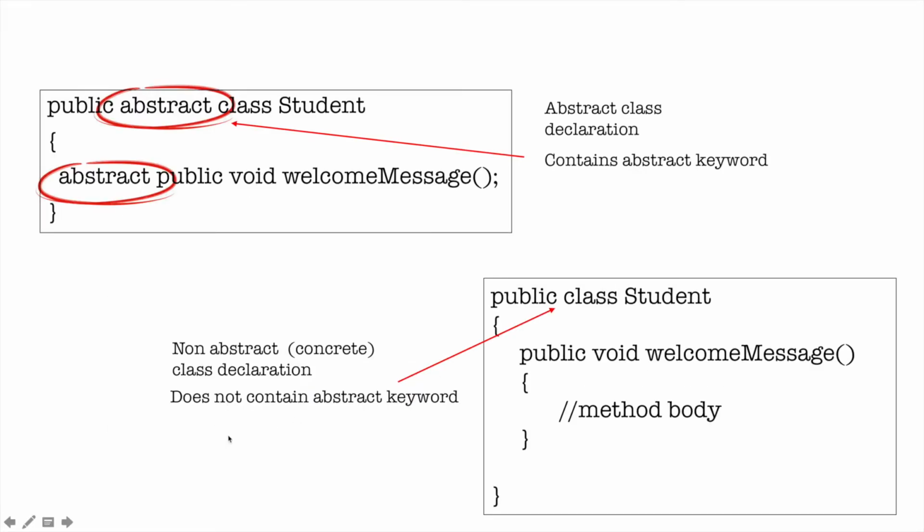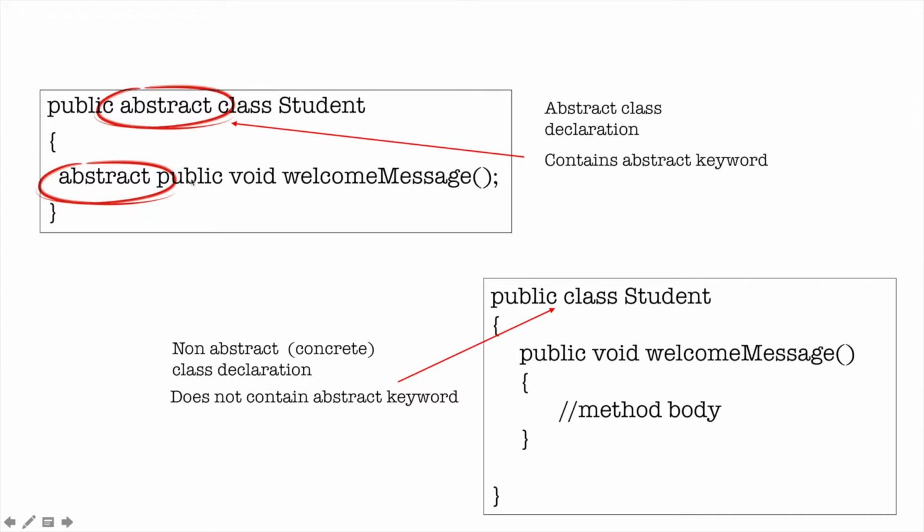So let's create an abstract class that will store our welcome method until we're ready to implement it later. Let's call this class student because it's going to be the students that will see the message. To declare a class as an abstract class, we would need to add the keyword abstract to the class's name, like so.